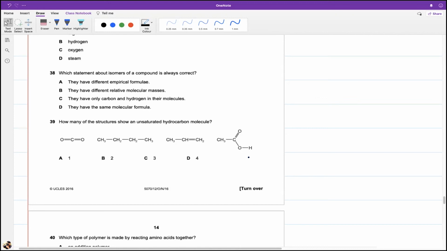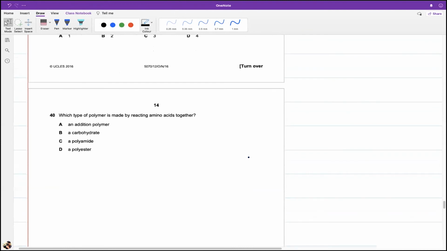How many of the structures shown have unsaturated hydrocarbon molecule? So for that, you have to understand that the double bond between carbon and the other carbon is what matters. Carbon oxygen double bond does not matter. उससे saturation का कोई ताल्लुक नहीं. It is the carbon double bond that matters. And I can see only one of them has that. So that's just the third one. 1 is the answer.